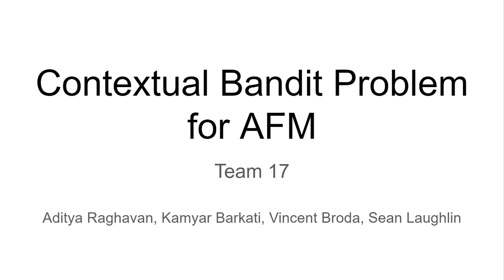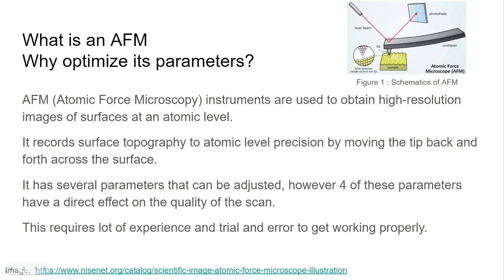Hello, this is Team17 presenting Contextual Bandit problem for AFM. AFM instruments are used to obtain high-resolution images of surfaces at an atomic level. It records surface topography to atomic level precision by moving a tip back and forth across the surface. The tip scans like a needle on a record.